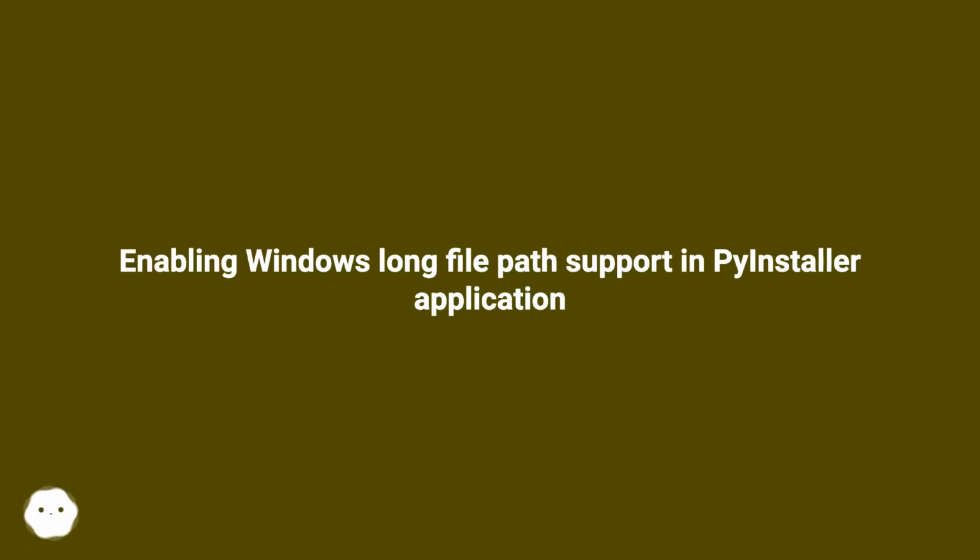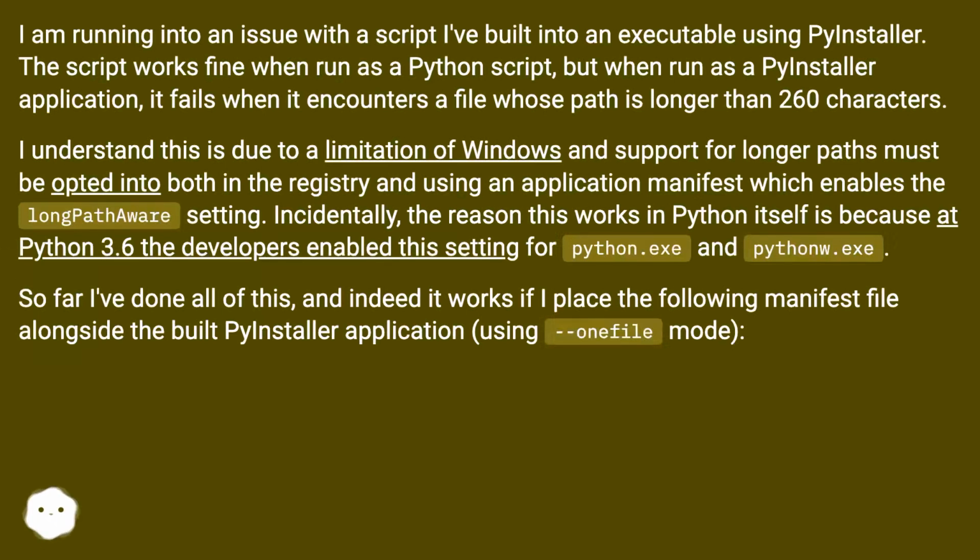Enabling Windows long file path support in PyInstaller application. I am running into an issue with a script I've built into an executable using PyInstaller. The script works fine when run as a Python script, but when run as a PyInstaller application, it fails when it encounters a file whose path is longer than 260 characters.